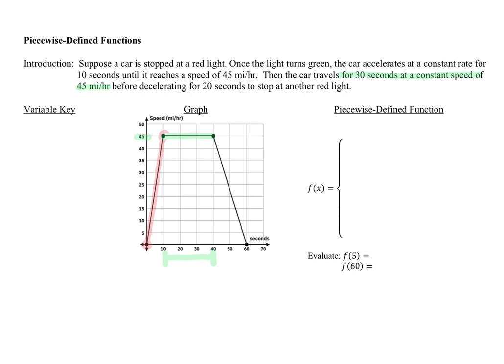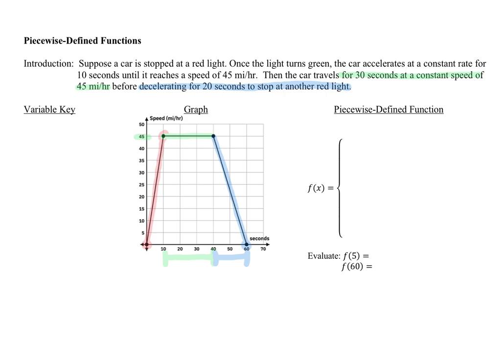But then we have a change again, because now the car is going to decelerate for 20 seconds until it eventually comes to a complete stop at another light. So that would be this portion of the graph here. The car is slowing down, it's decelerating, and that's going to happen for 20 seconds. So you can see from 40 to 60 seconds, that's 20 seconds, and then eventually it comes to a stop right here where you can see that the speed is 0.